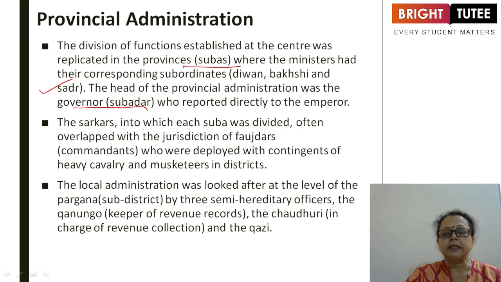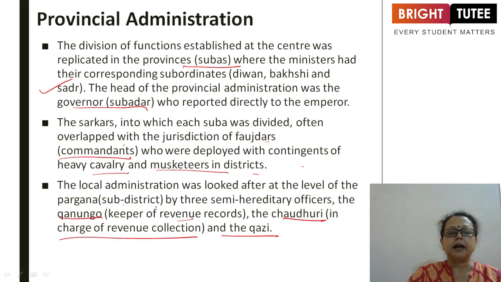The sarkars into which each suba was divided often overlapped with the jurisdiction of faujdars. Faujdars were the commandants who were deployed with contingents of heavy cavalry and musketeers in the districts. The local administration was looked after at the level of the Pargana sub-district by three semi-hereditary officers: the Kanungo, the keeper of the revenue records, the Chaudhry, in charge of revenue collection, and the Kaji.